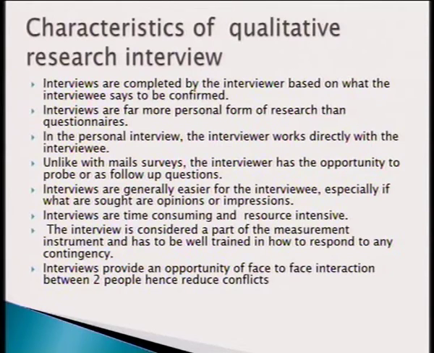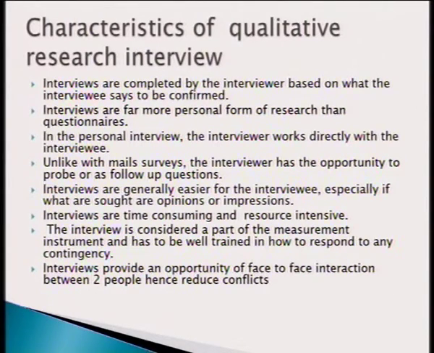Interviews are the best way of finding information because when somebody answers you, you can always get detailed information by following up with a question. Interviews are generally easier for the interviewee, especially if what are sought are opinions or impressions. Interviews are time-consuming and resource-intensive. That is one of the disadvantages.